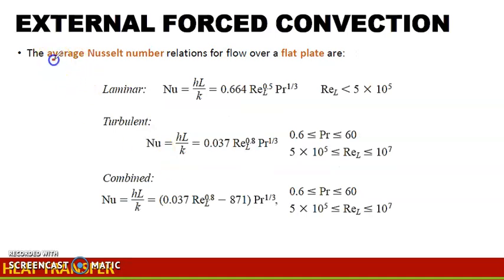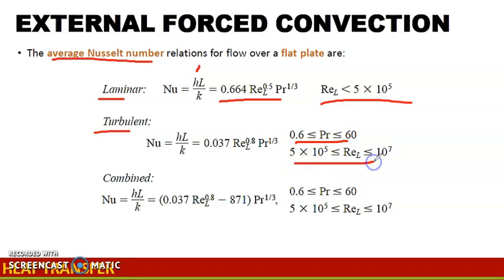The Nusselt number is helpful in finding the value of h. h is the convection heat transfer coefficient. We use h in finding the value of heat transfer from h times delta T. So when the flow is laminar, meaning the Reynolds number is less than 5 times 10 to the power of 5, we will use this equation to find the Nusselt number. For turbulent, when the Prandtl number is between these values and the Reynolds number is between this value, we will use this equation to find the Nusselt number.